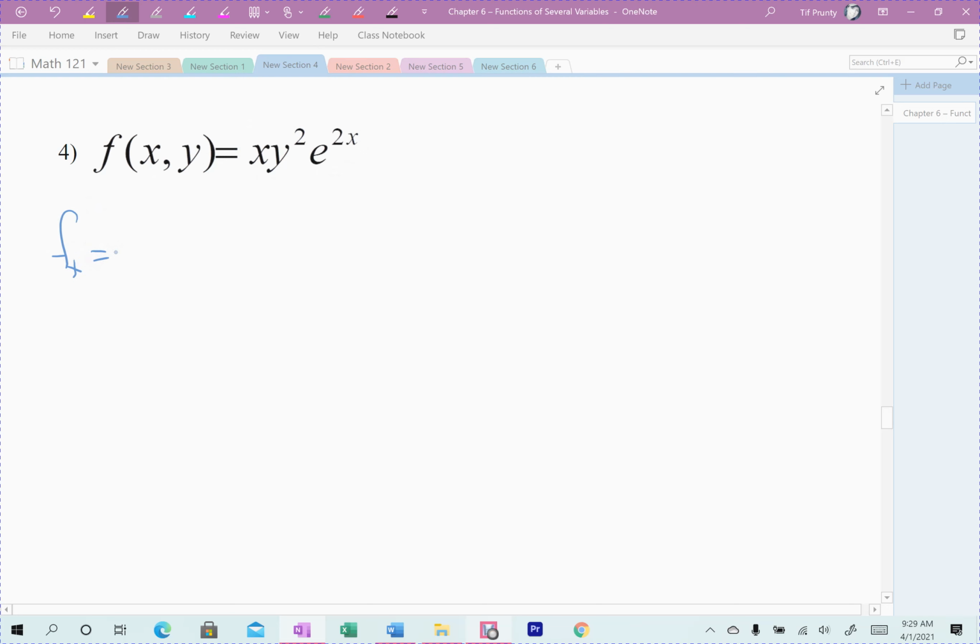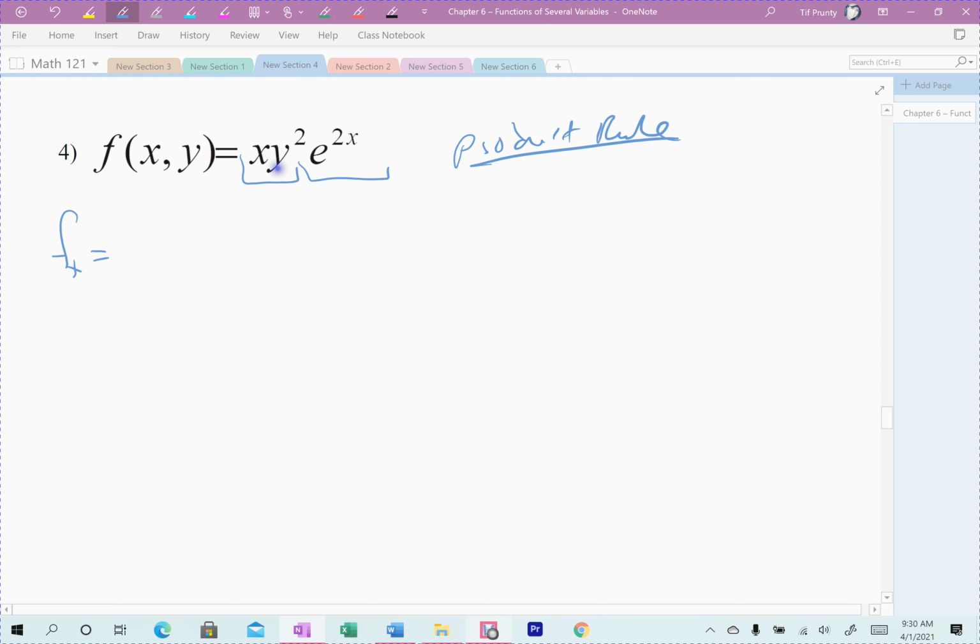You'll notice how many x values are listed there. There are two x values. There's two x functions. There's the x times y squared, and then there's the e raised to the 2x. What are those functions doing? Well, they're being multiplied, right? It's x times y squared times e to the 2x. So that means this is going to require my product rule with respect to x, right? There's two functions and they're multiplying.